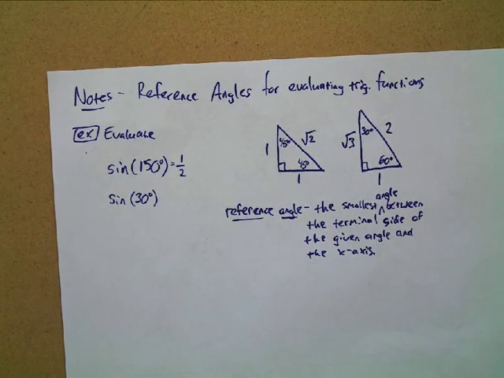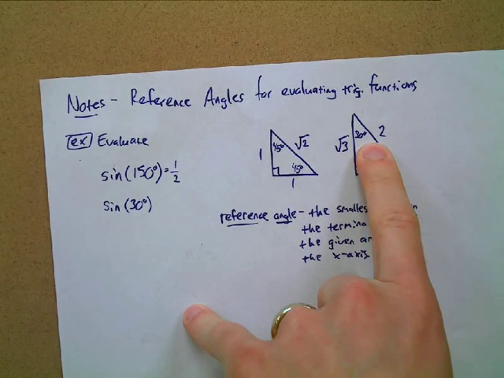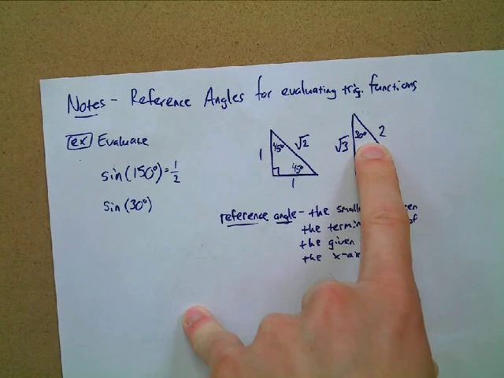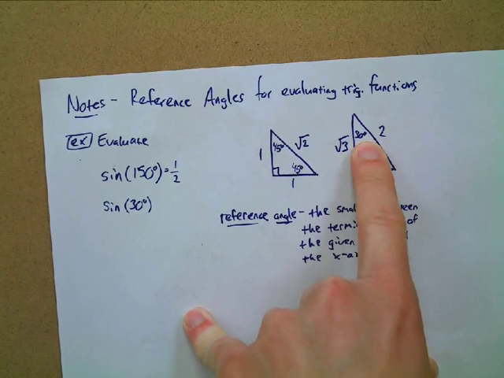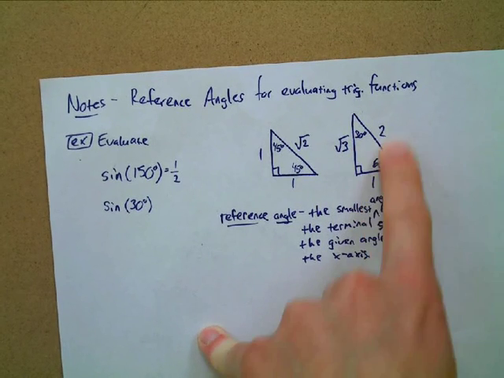Opposite over hypotenuse. So I go to the 30-degree angle here in my reference triangle that I had memorized, that I wrote down, just to help myself out. And I know that sine of 30 degrees is opposite 1 over hypotenuse 2. So it's 1/2.